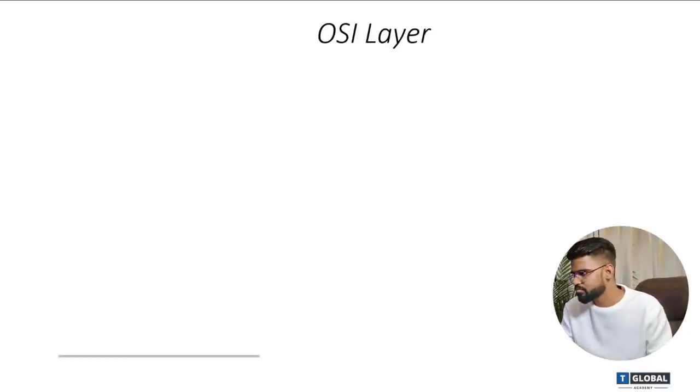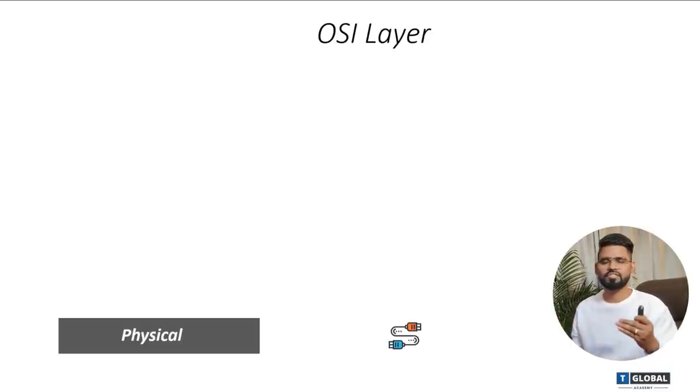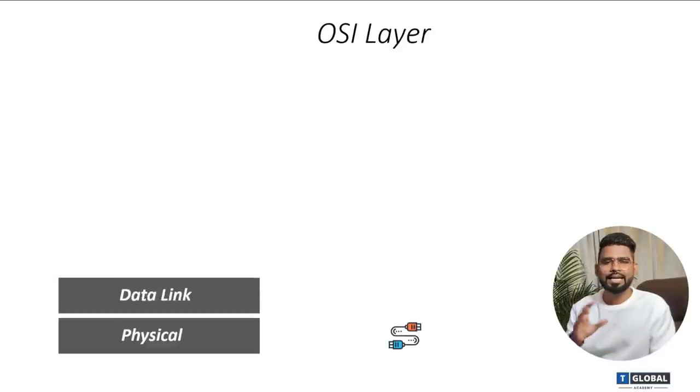So let's begin. The first layer is the physical layer. This is all about if two devices just want to be connected on the physical layer, they don't need any set of software or anything, they just have to be connected by a cable. It could be a copper cable, it could be a fiber cable, any sort of cable. If they just want to be on the physical layer, they can just be connected, right? So that's what the physical layer is all about. That's the first layer. Next is the data link layer.